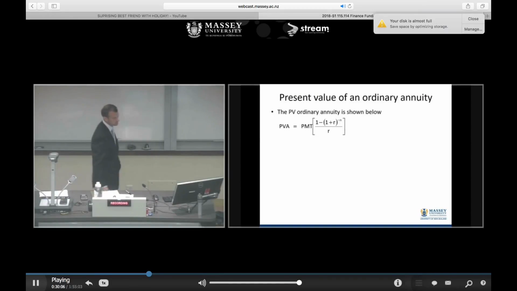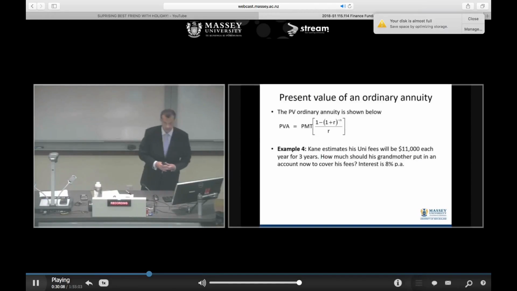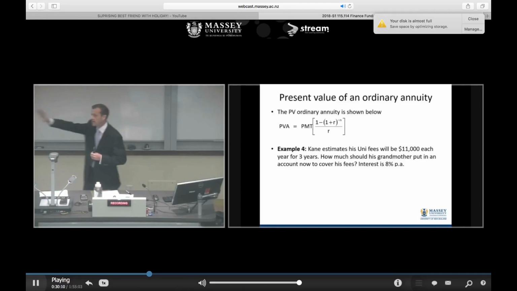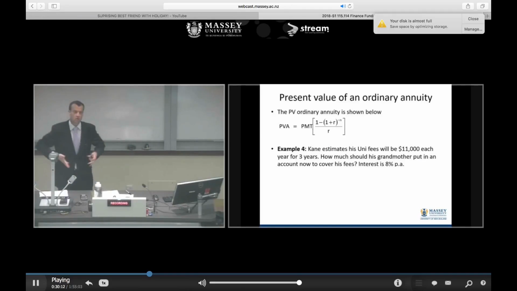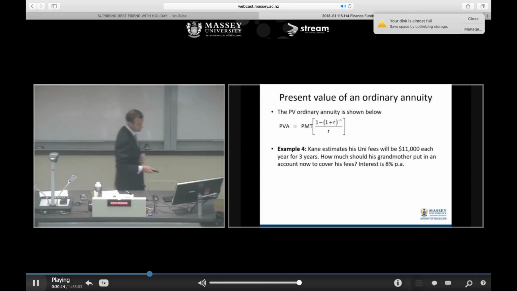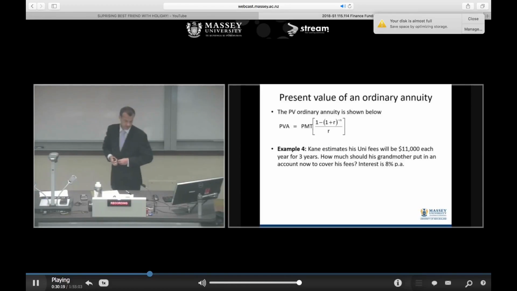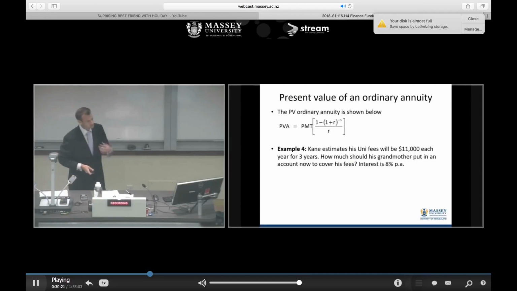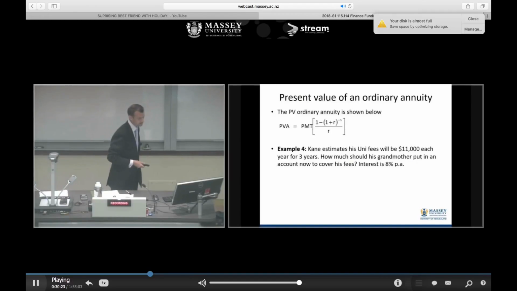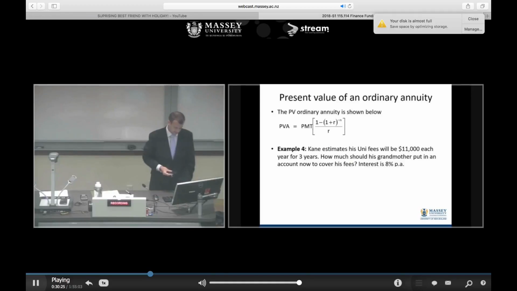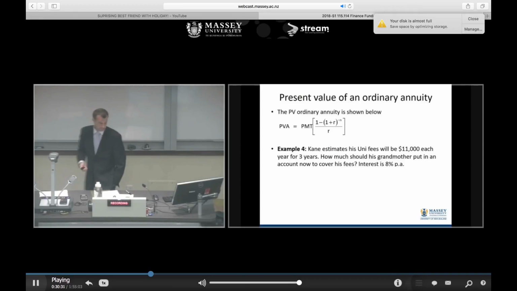Okay, so we've now got the present value formula, so we've got some payments or some cash flows in the future. We want to know what they are worth today. So Kane estimates his uni fees will be $11,000 each year for 3 years. How much should his grandmother put in an account now to cover his fees? Very lucky to have a grandmother that would do that. And interest is 8% per annum.